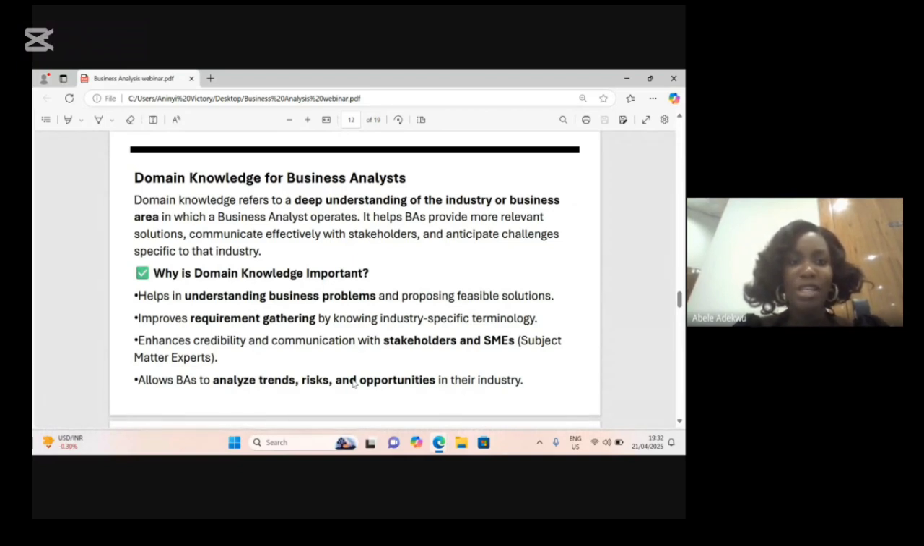So as BAs, having a good domain knowledge helps BAs to provide more relevant solutions. It helps them to communicate more effectively with the stakeholders and also to anticipate challenges specific to that industry.